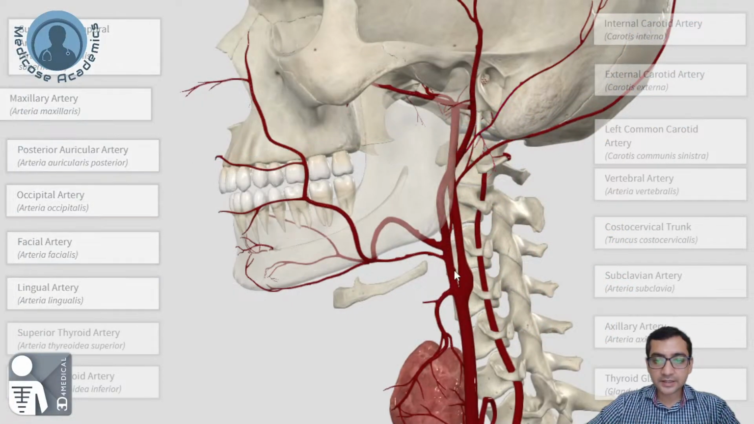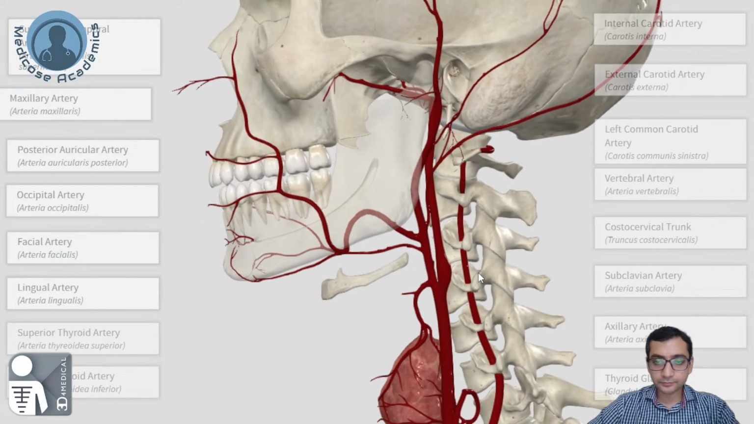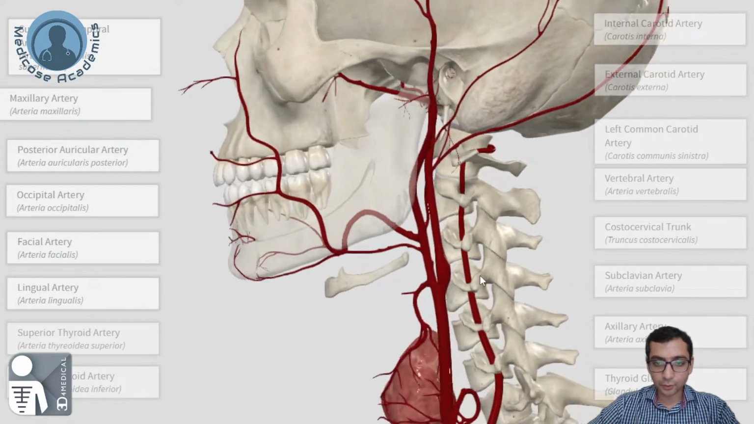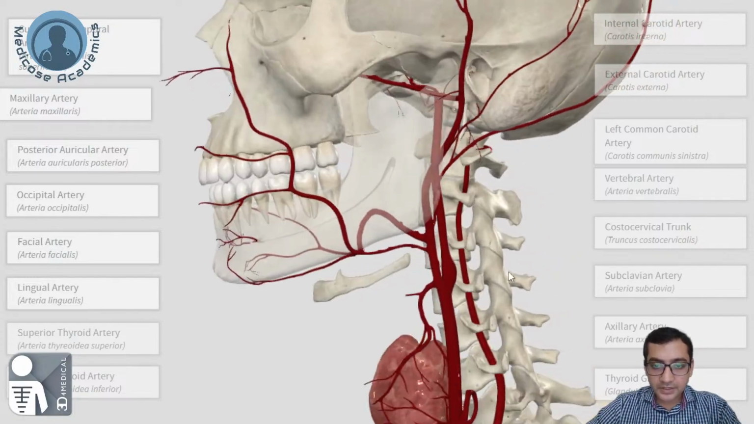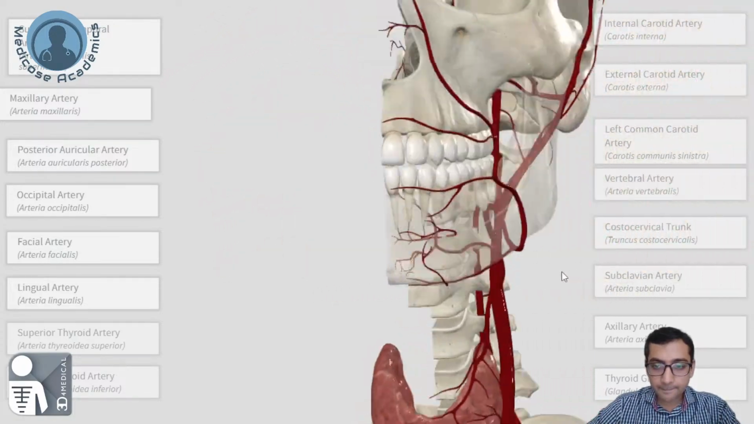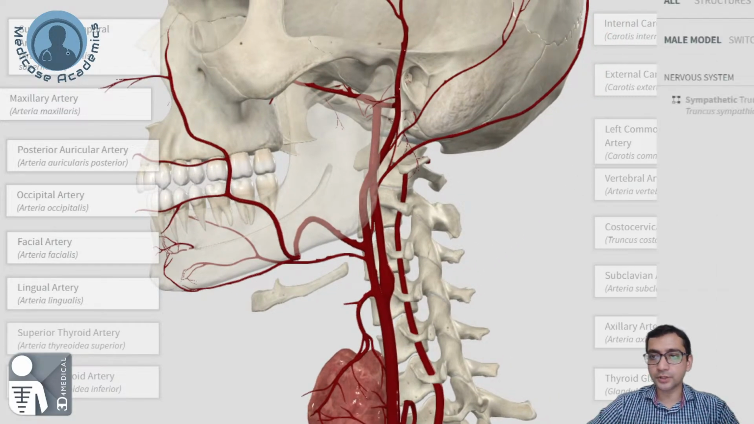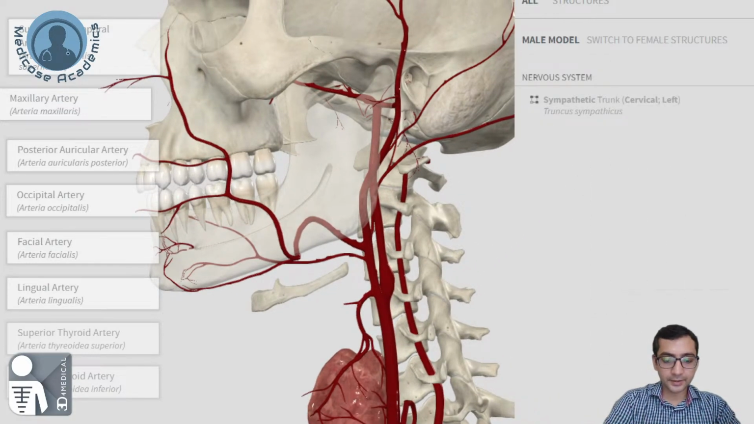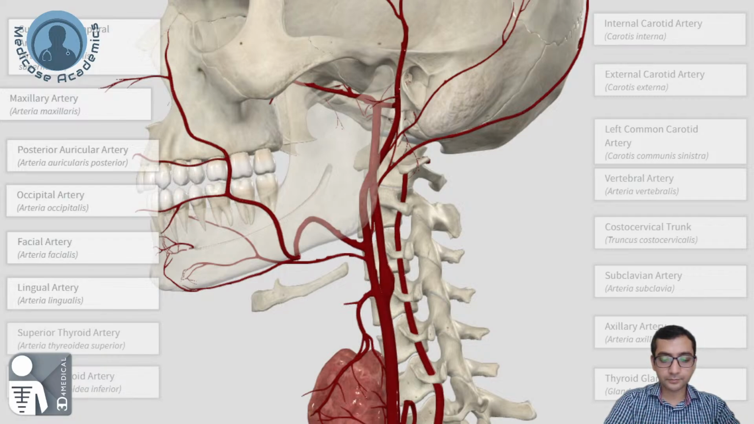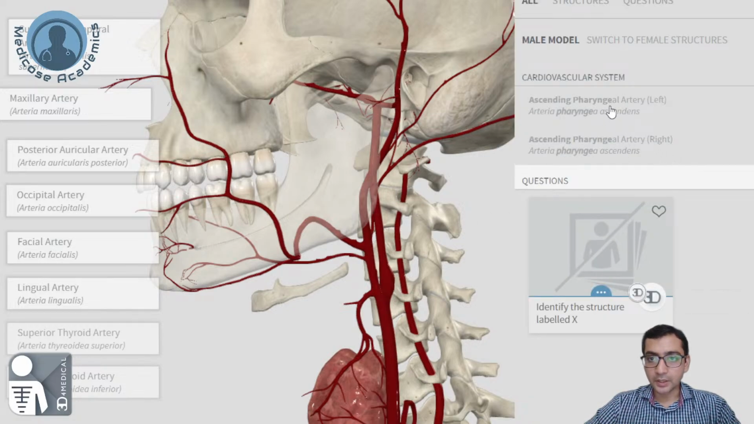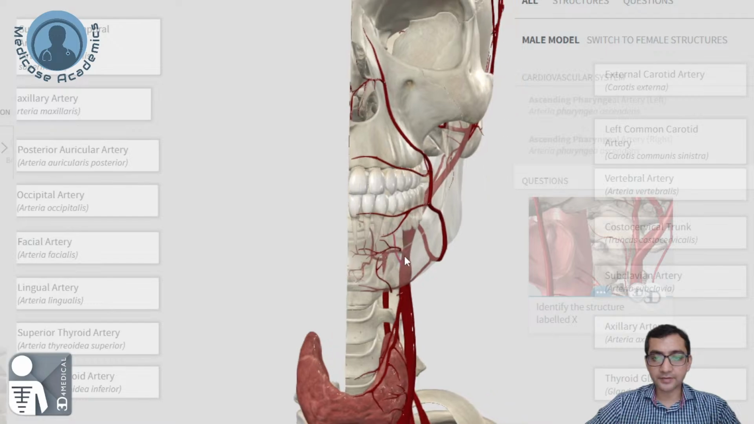The ascending pharyngeal artery is a little difficult to see in those pictures. Let me see. I think it is not shown here also. Let me try to get it here. Then I will show you the atlas also. The ascending pharyngeal artery is on the left side.